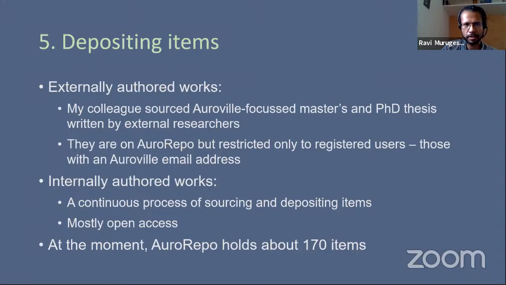Depositing items, that's of course the long-term work. We were energized to get hold of a lot of theses that had been written by external researchers, and we've put them on the repository, but restricted to registered users who are Oracle staff, so we can enable that in ePrints by institutional email address for registration. Because we don't hold the copyright for that. But at the same time, we are the subject of those research works. So in a sense, we have some legitimacy to have them available to us internally. And also now many open access items, such as the internally authored gray literature or even open access journal papers.